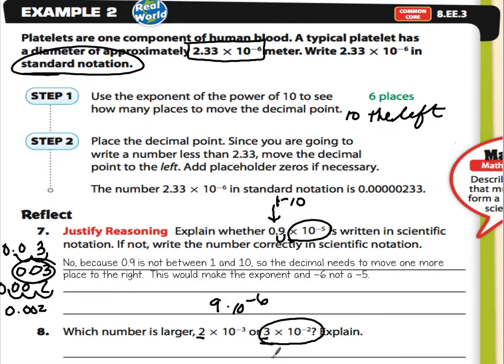Again, you can just compare exponents. Whichever exponent is larger, that number is going to be larger. So since negative 2 is bigger than negative 3, we know that 3 times 10 to the negative 2 is going to be the bigger number. Now, if my exponent is the same, then I have to look at my whole number. All right. So again, 3 times 10 to the negative 2 is bigger because the exponent is larger.